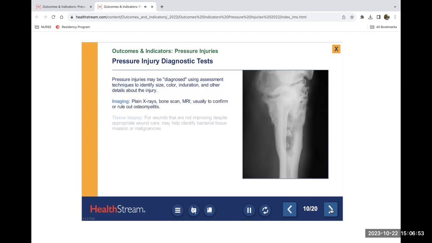Pressure injuries are generally diagnosed using assessment techniques to identify size, color, induration, and other details about the injury. Diagnostic tests are rarely used, and usually only for the purposes of diagnosing complications of pressure injuries or investigating potential causes of slow-healing wounds. Radiologic imaging, tissue biopsies, or bone biopsies may be used in these situations to acquire more in-depth information about the wound and to guide more advanced interventions.